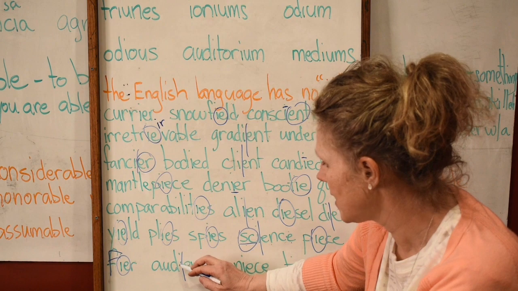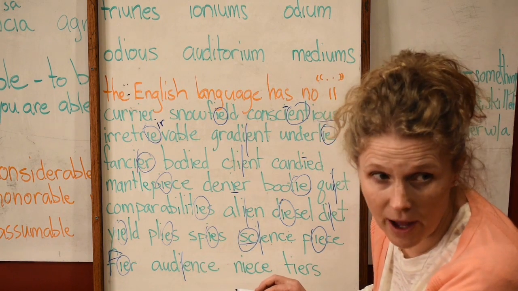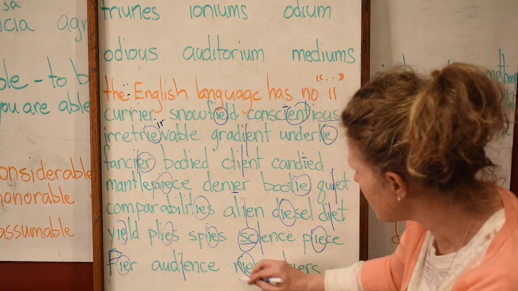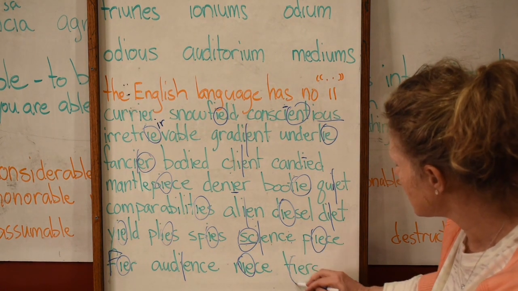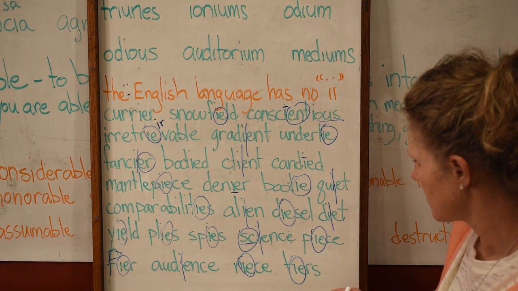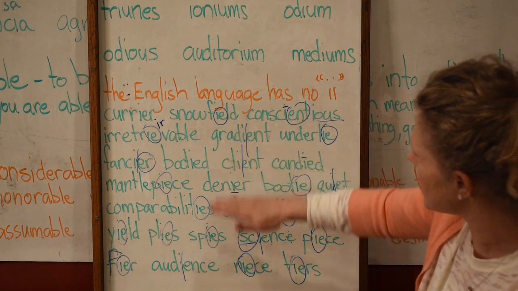It is saying E because it's followed by a vowel. Niece. This is a vowel team. Tears. This is a vowel team. See how that can be a little bit confusing?